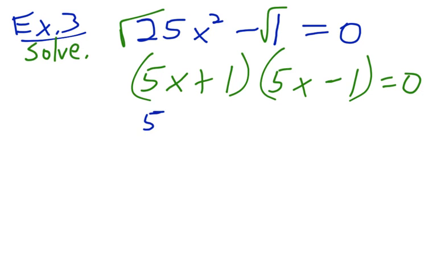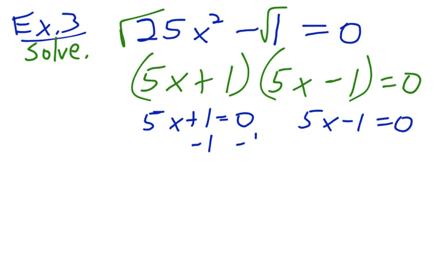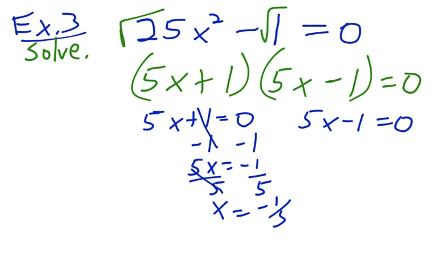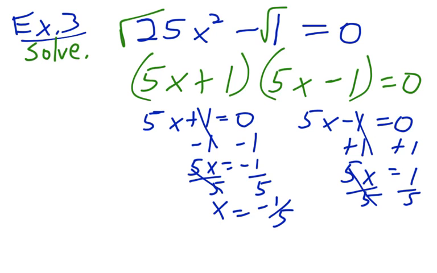So I'm going to write 5x plus 1 equal to 0. I'm going to write 5x minus 1 equal to 0. And it's a two-step equation, so minus 1, minus 1. We get 5x equals negative 1. Divide by 5, divide by 5. And x equals negative 1/5. On the other side, plus 1, plus 1, 5x equals 1. Divide by 5, and x equals 1/5.